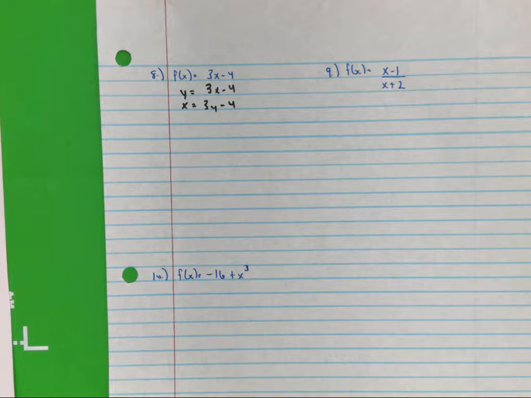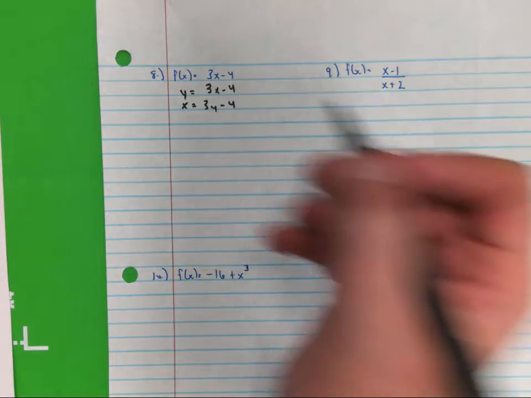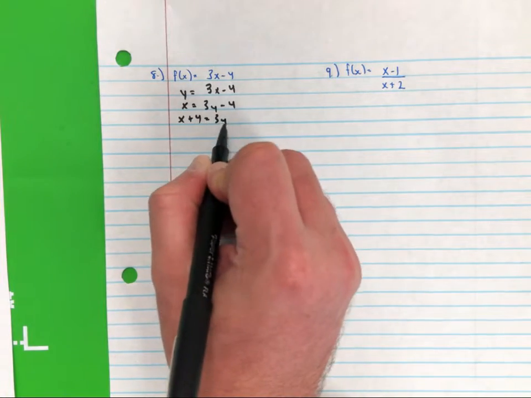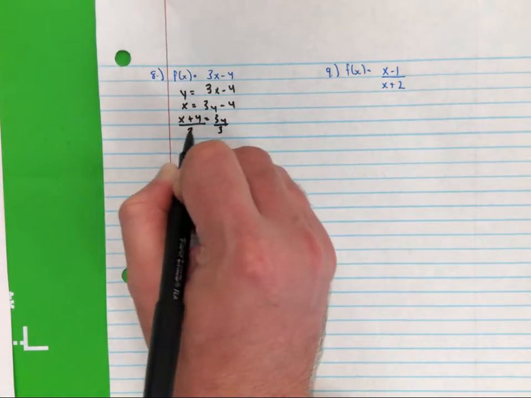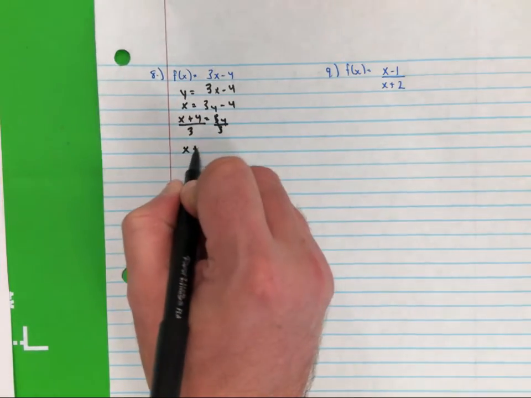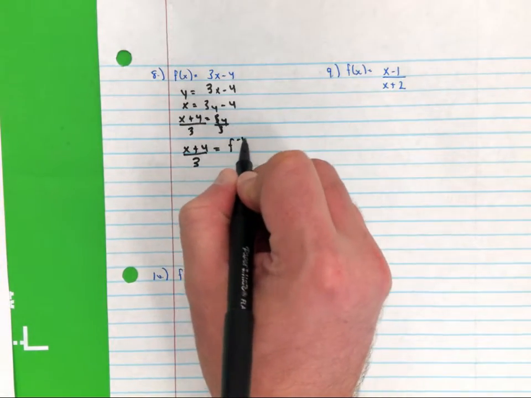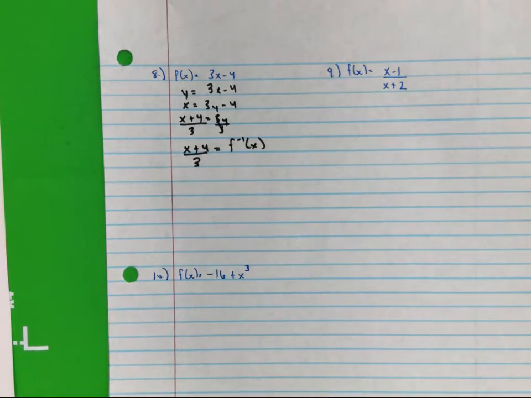And then what do you think we'll do? Solve for y. Very good. So I'm going to move that negative 4 over. It's going to be a positive 4. Then I divide by what? 3. And that is my inverse. x plus 4 over 3 equals, change the y out with the inverse notation, and that's your answer.